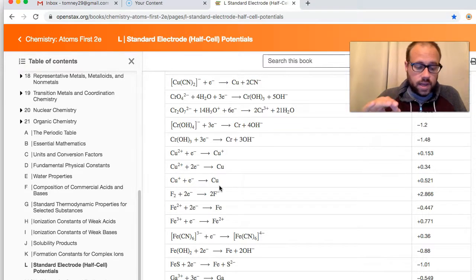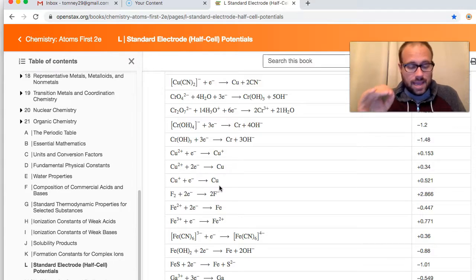Okay, what you want to realize here is that a more positive half potential value, so when you start getting these positive values like copper was plus 0.34, the larger the positive value for a half potential, the better suited it is at being reduced. That means it's a better oxidizing agent, because oxidizing agents are reduced.